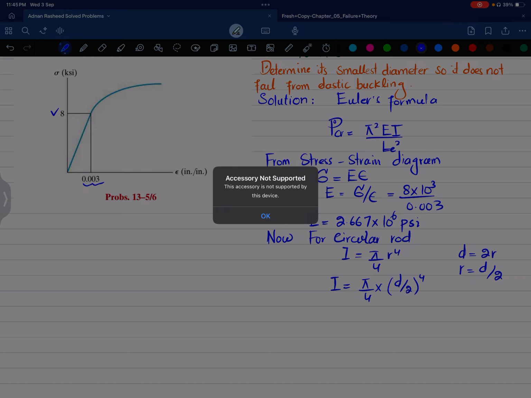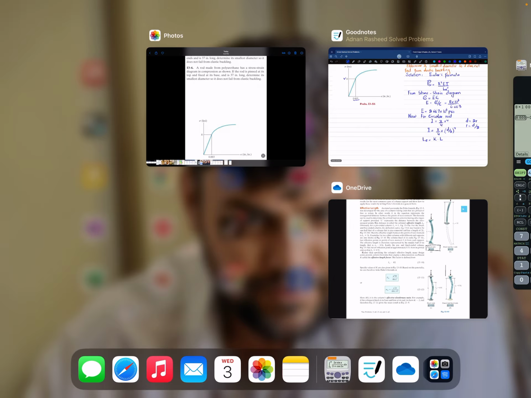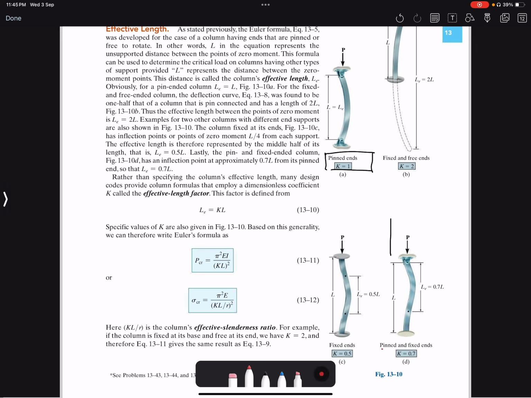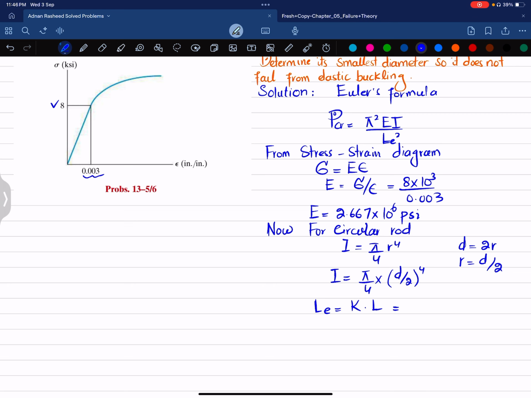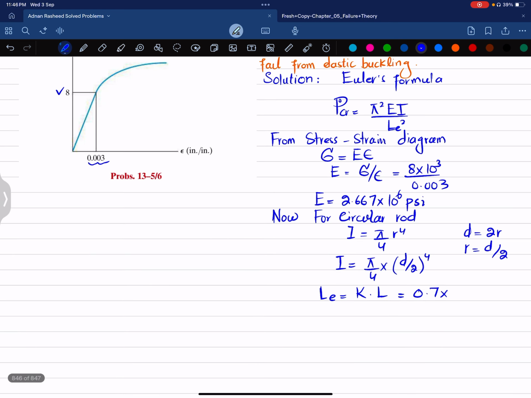Okay. Now what is effective length? We know that effective length is equal to k multiplied by L, where k is a factor that will be taken from the book. In the question, we have been given that one of the ends is pinned and the other is fixed. So for that, effective length is 0.7 L. It means that k is equal to 0.7, and L is 37 inch. Now you have all the values.